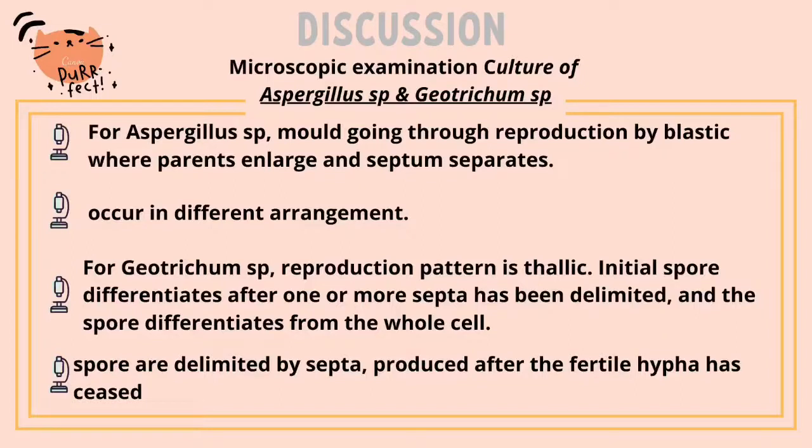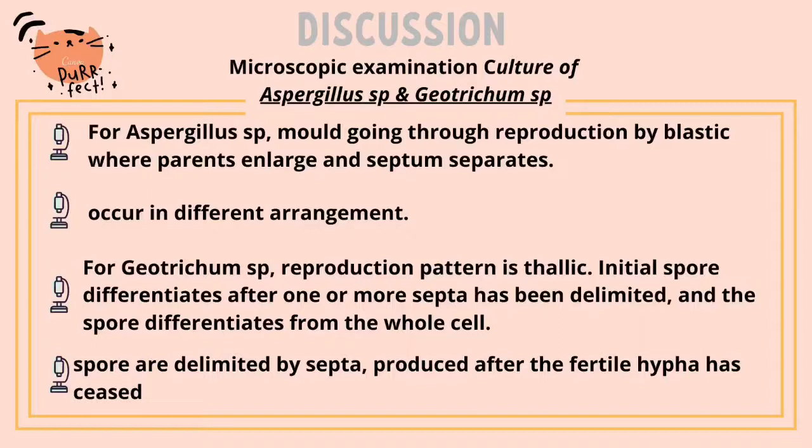Moreover, for Aspergillus, we can also clearly see that the mold is going through reproduction by blastic. In blastic division, the parent cell enlarges and a septum separates the enlarged portion into a daughter cell. This division may occur in differing arrangements.